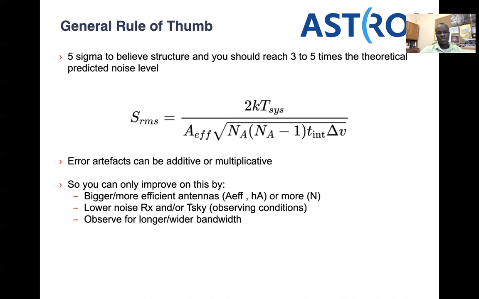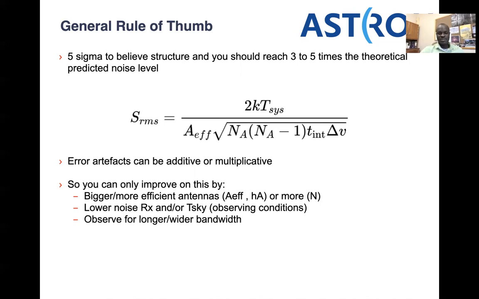So one way to do that is to reduce this value, you want to increase everything in the denominator. So you either increase the effective area, or you increase the number of antennas, which is N. If you're not able to do that, you want to observe for a longer time, which means you have to increase your integration time on source. If you're not able to do that, then you could also attempt to increase your bandwidth, and use a wideband receiver.